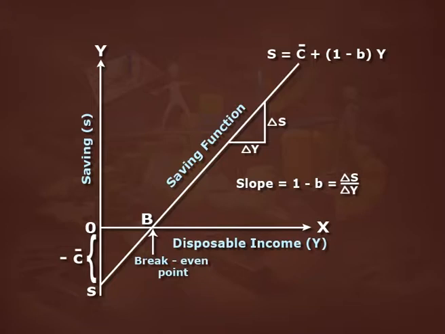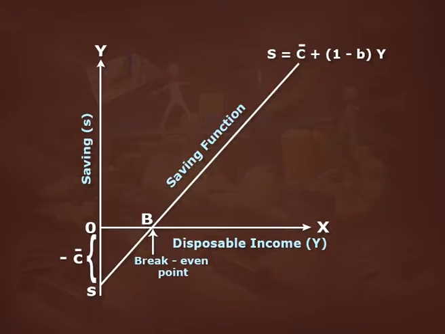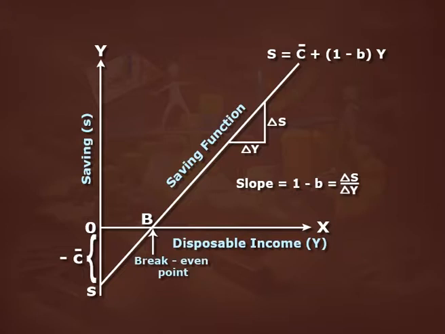Saving function refers to the functional relationship between saving and national income. In this figure, y-axis represents saving, while the x-axis represents disposable income. The SS line is the saving function, which is positively sloping, where the slope is 1 minus b, equal to change in S by change in Y. Point B represents the break-even point. Thus, the line is linear because MPS is constant.